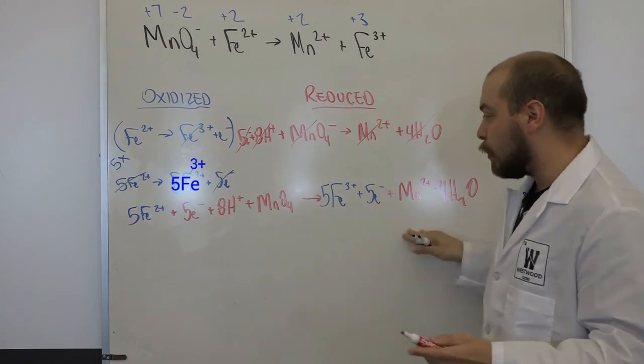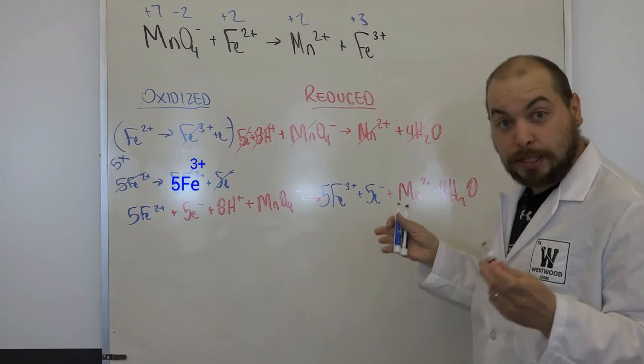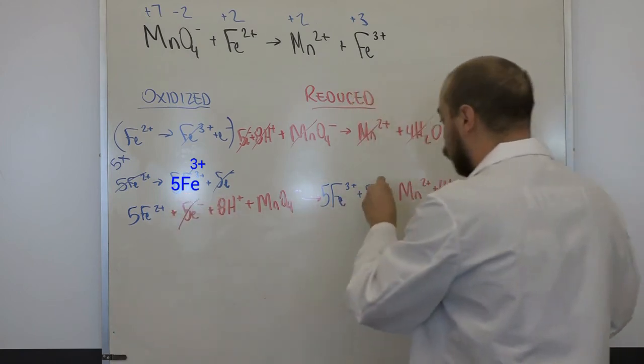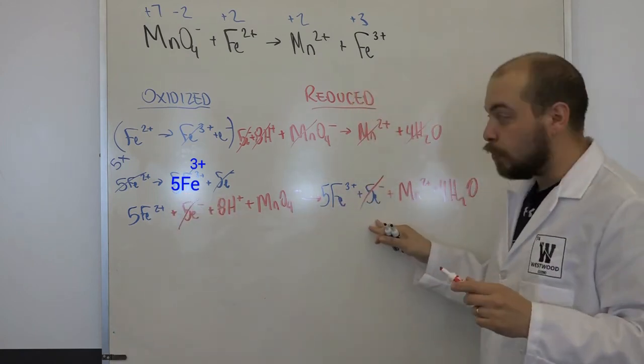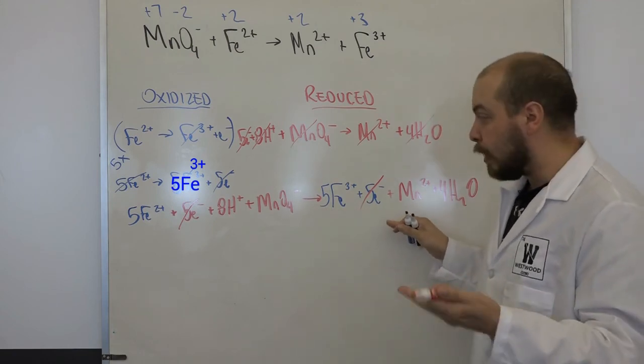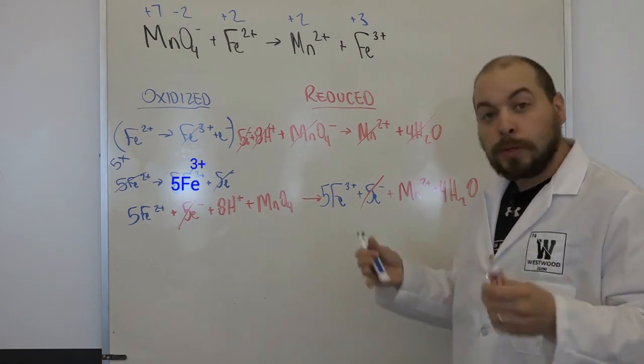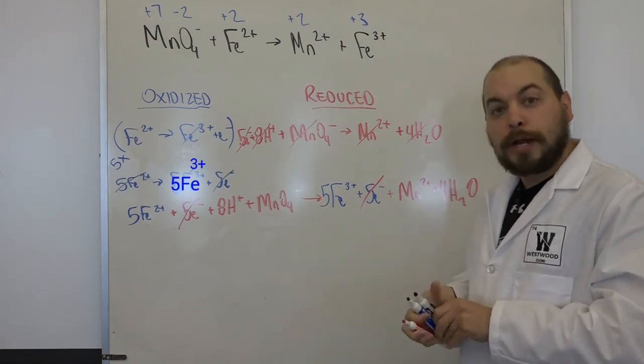I look across and I say, okay, is there anything on both sides that I can cancel? The answer is yes, electrons. So I've canceled the electrons. Is there anything else I can cancel? The answer is no. But is there anything I can combine? Well, in this case, also no. So now what I can do is rewrite my overall balanced redox reaction.